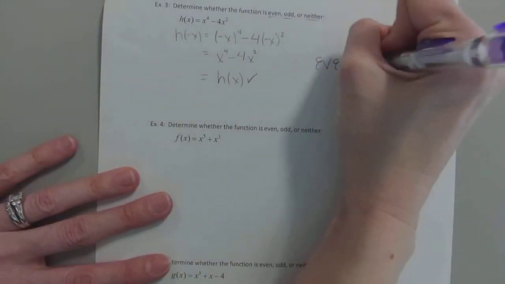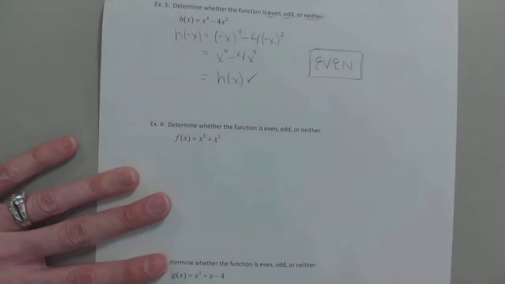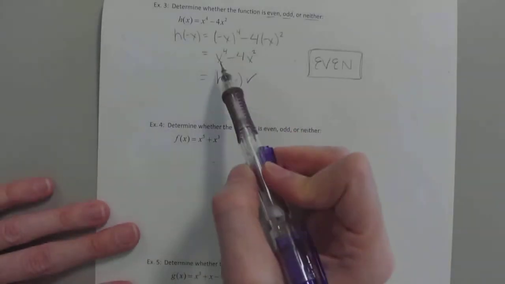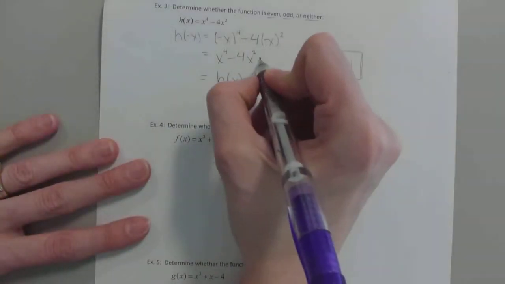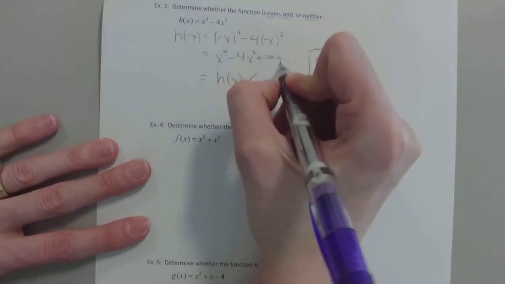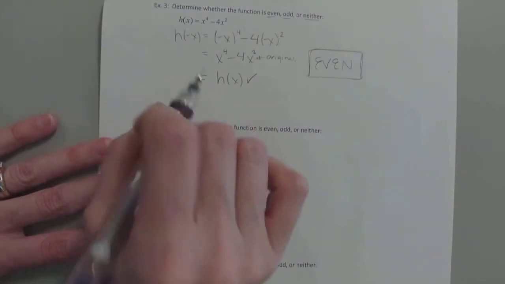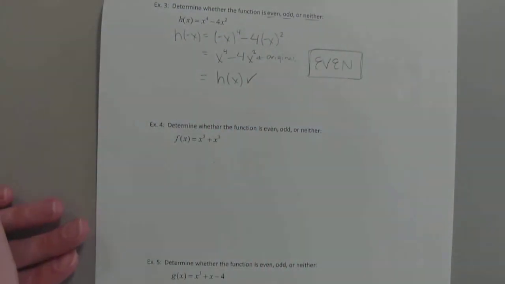What do you notice about that function, x to the 4th minus 4x squared? It's exactly h of x. It's the original. And whenever it's the same, that is an even function. Remember, think y-axis. When you plug in negative x and nothing changed, it was y-axis symmetry.